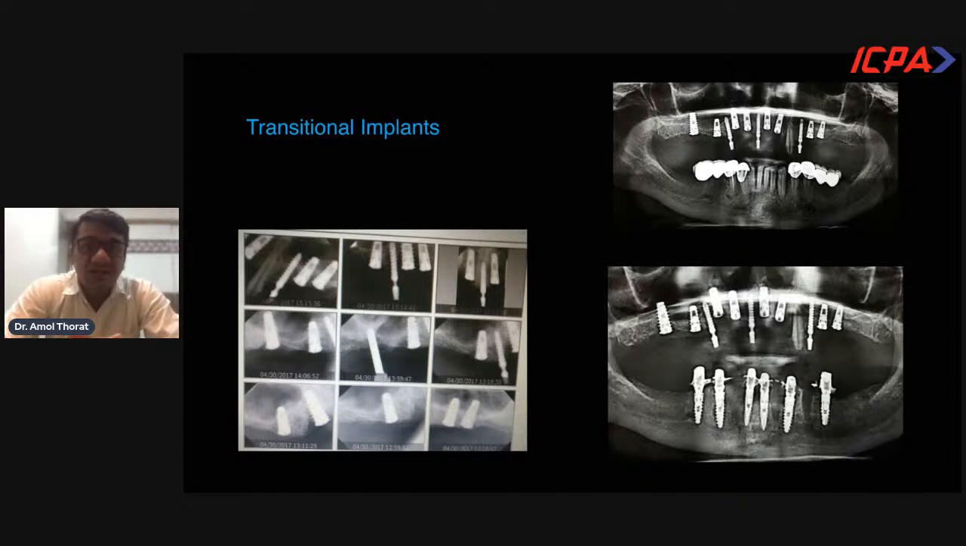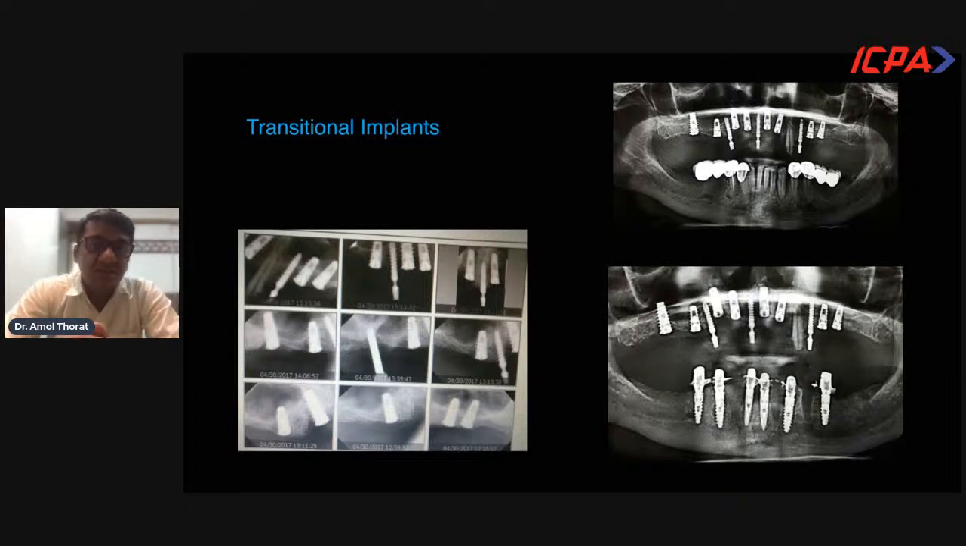In this case, these 8 implants were submerged. I could not load them immediately, and I could not send the patient without teeth. As far as a complete denture is concerned as a provisional restoration, any removable denture, I'm thoroughly against it. I'm completely against any kind of removable denture over submerged implants.